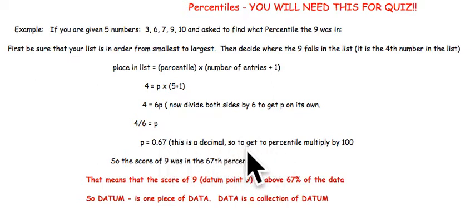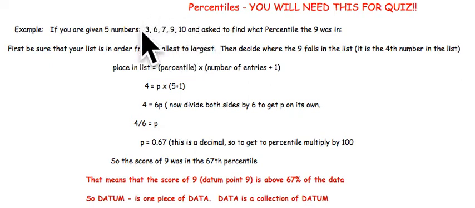So to get the percentile, since this is a decimal, we need to multiply by 100. And we could factor that in if we really wanted to put this whole thing divided by 100 on the right side. That way we know to multiply by 100, but that's not necessary here. So this means that the score of 9, or datum point 9, is above the 67% of the data. So yeah, what percentile means to say is how much of the data falls below any one of these points.